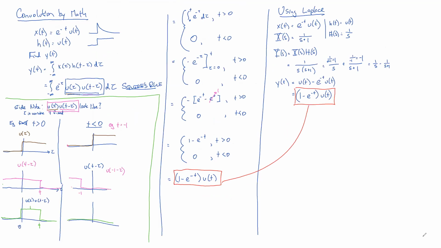Let me introduce you to the graphical method of doing convolution. So this is graphical convolution, and we're going to call it the flip and slide method, just like the way we took partial fraction decompositions was the cover-up method. And I'm going to start you out. It's like so many things, it's easiest by example.